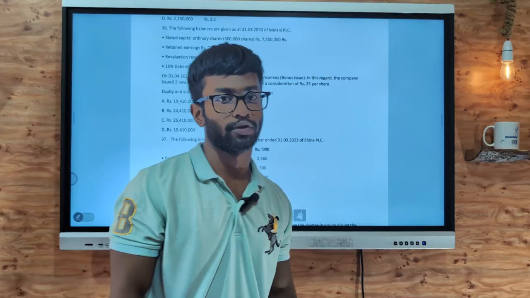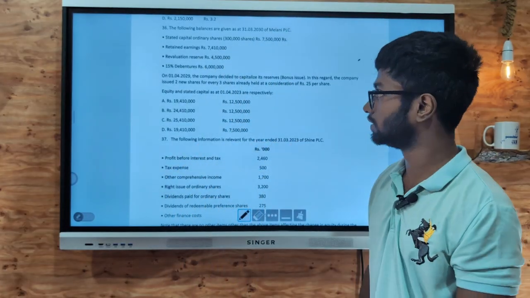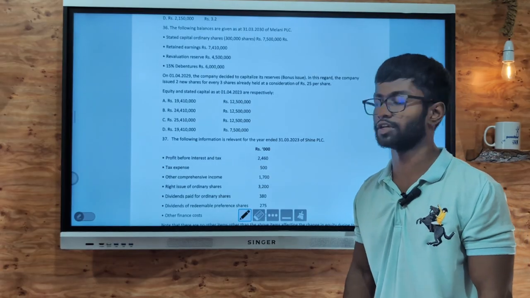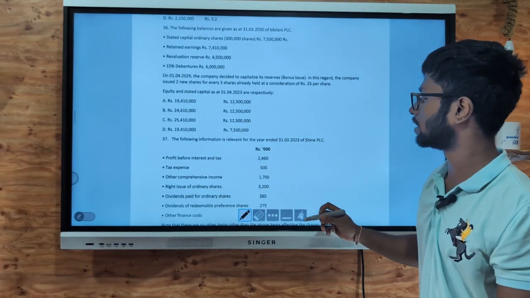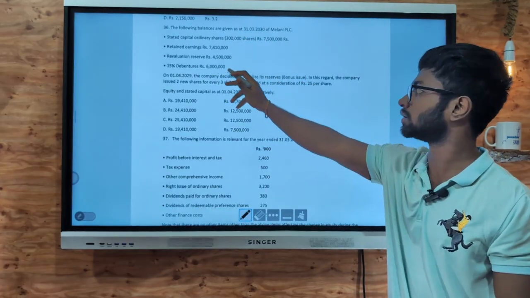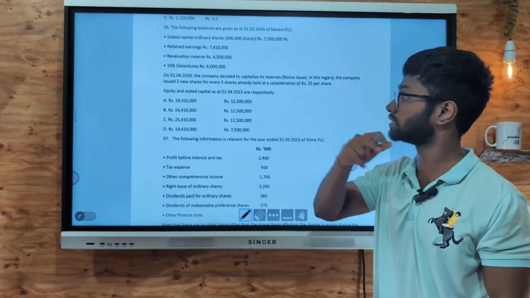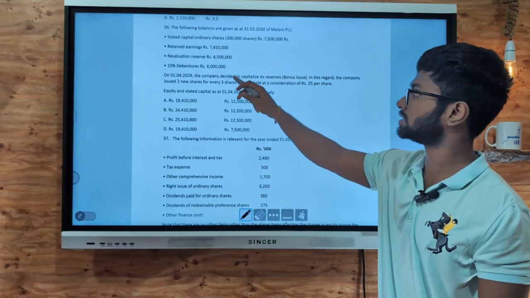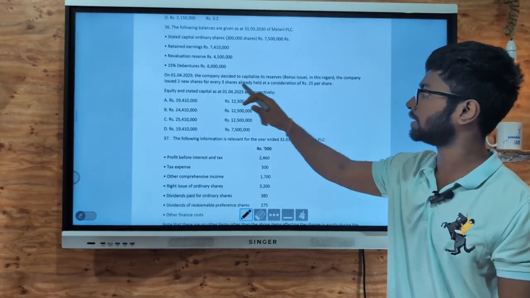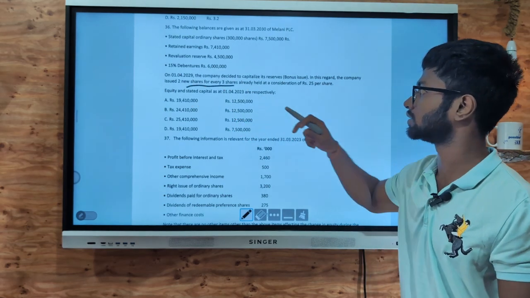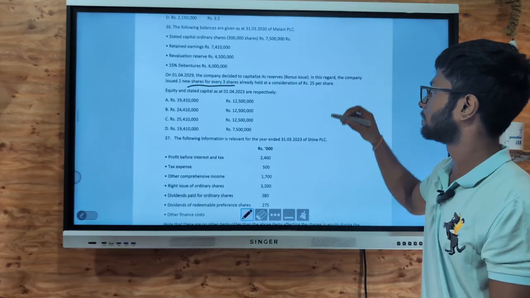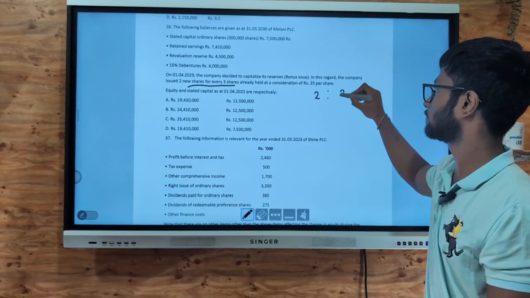So we'll move on to the next question then. In the next question, we have a bonus issue calculation question. So here, they have given us first equity information and a debenture issue, some debentures, and after that they say the company decided to capitalize its reserves. Bonus issue. In this regard, the company issued 2 new shares for every 3 shares at a consideration of 25. So here what happens is, you get 2 new shares if you have 3 shares.